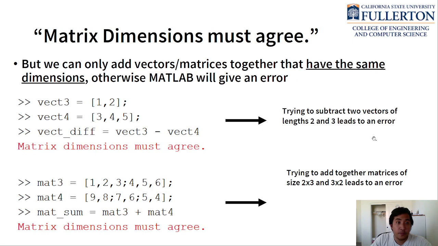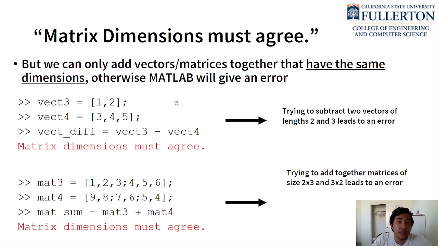Since here we're performing a subtraction, we're subtracting the top left entries, 1 minus 6, then 2 minus 7 in the top right, 3 minus 8, 4 minus 9, and we get minus 5s all around. One error that you'll commonly find when doing this matrix and vector arithmetic is that matrix dimensions must agree. What this means is that you're trying to add together two vectors or two matrices that don't have the same dimensions, or their sizes are not the same.